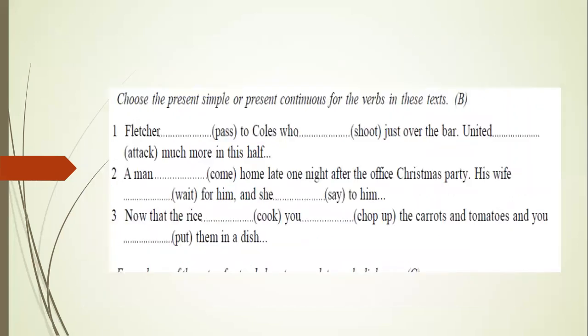So this is the second exercise. Here you should choose present simple or present continuous for the verbs in the text. You are given the verb in brackets and you should choose the right form.